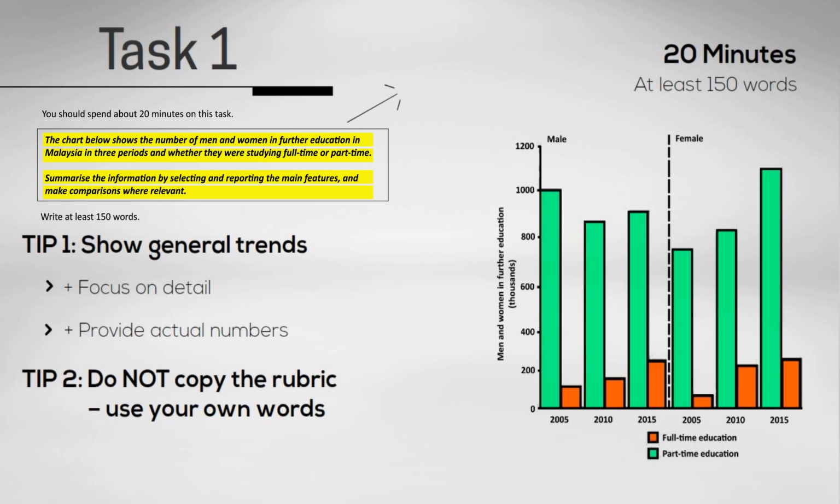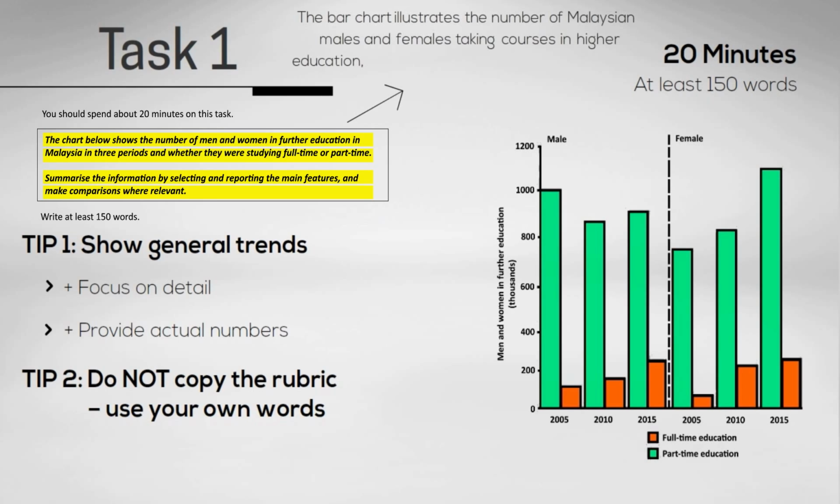For example, the bar chart illustrates the number of Malaysian males and females taking courses in higher education, either full-time or part-time, from 2005 to 2015.